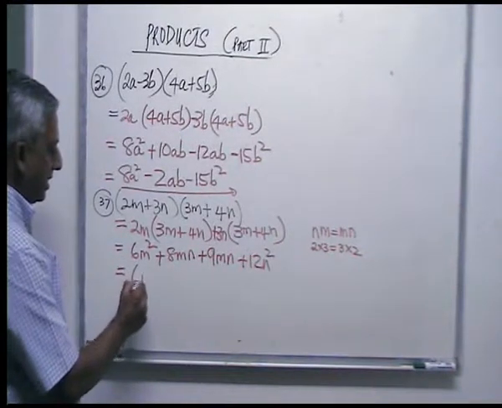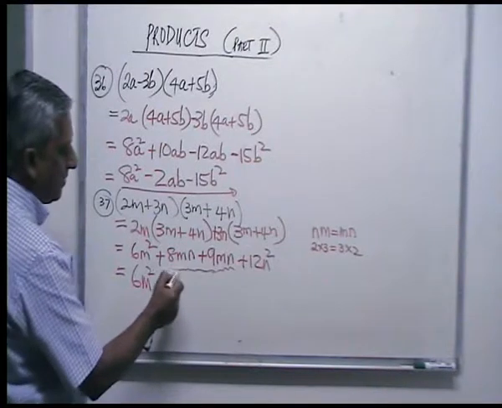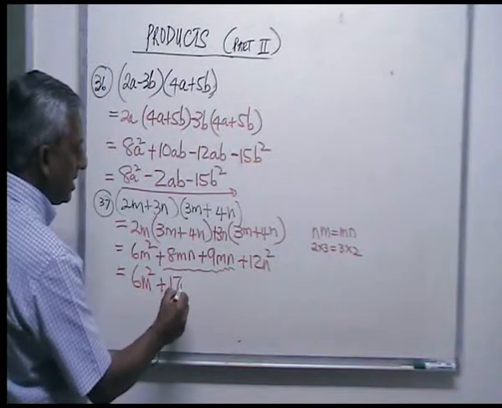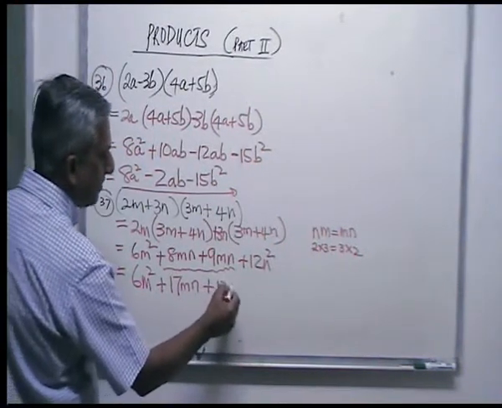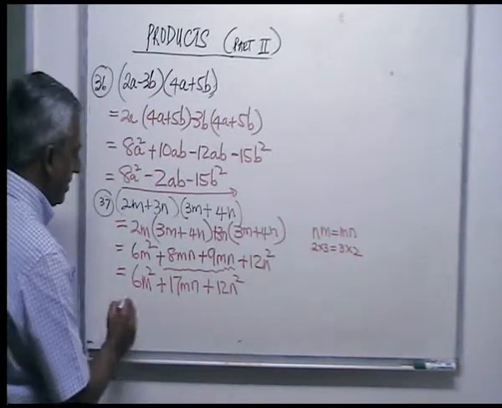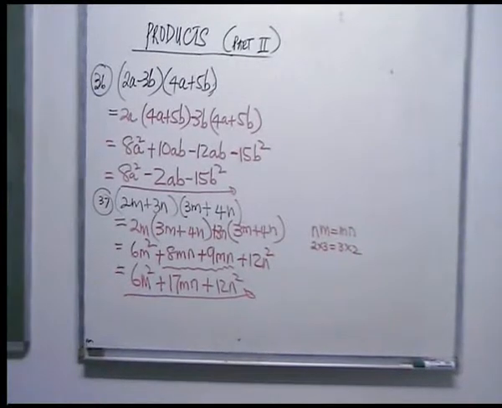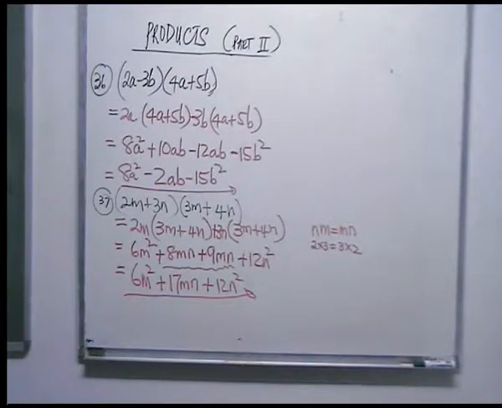And then this is 6m squared. Now in the middle here we have like terms. 8 plus 9 will give you 17mn plus 12n squared. And that's your answer for number 37. So you must check your work and see that you did every step and that you got them all right. If you've made a mistake somewhere, find your mistake and correct it.